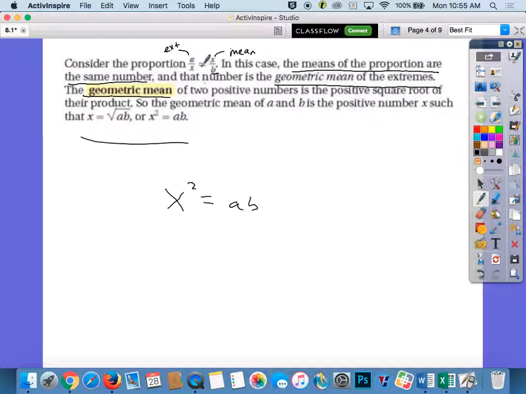The geometric mean is the positive square root. So your geometric mean, your X, is going to be the square root of AB. This is essentially the formula that you are going to use when I say find the geometric mean. But where it comes from is setting up these proportions. And as you'll see in a second, it's all going to tie together when we're solving for our triangles and writing our similarity statements. We're solving for the sides.